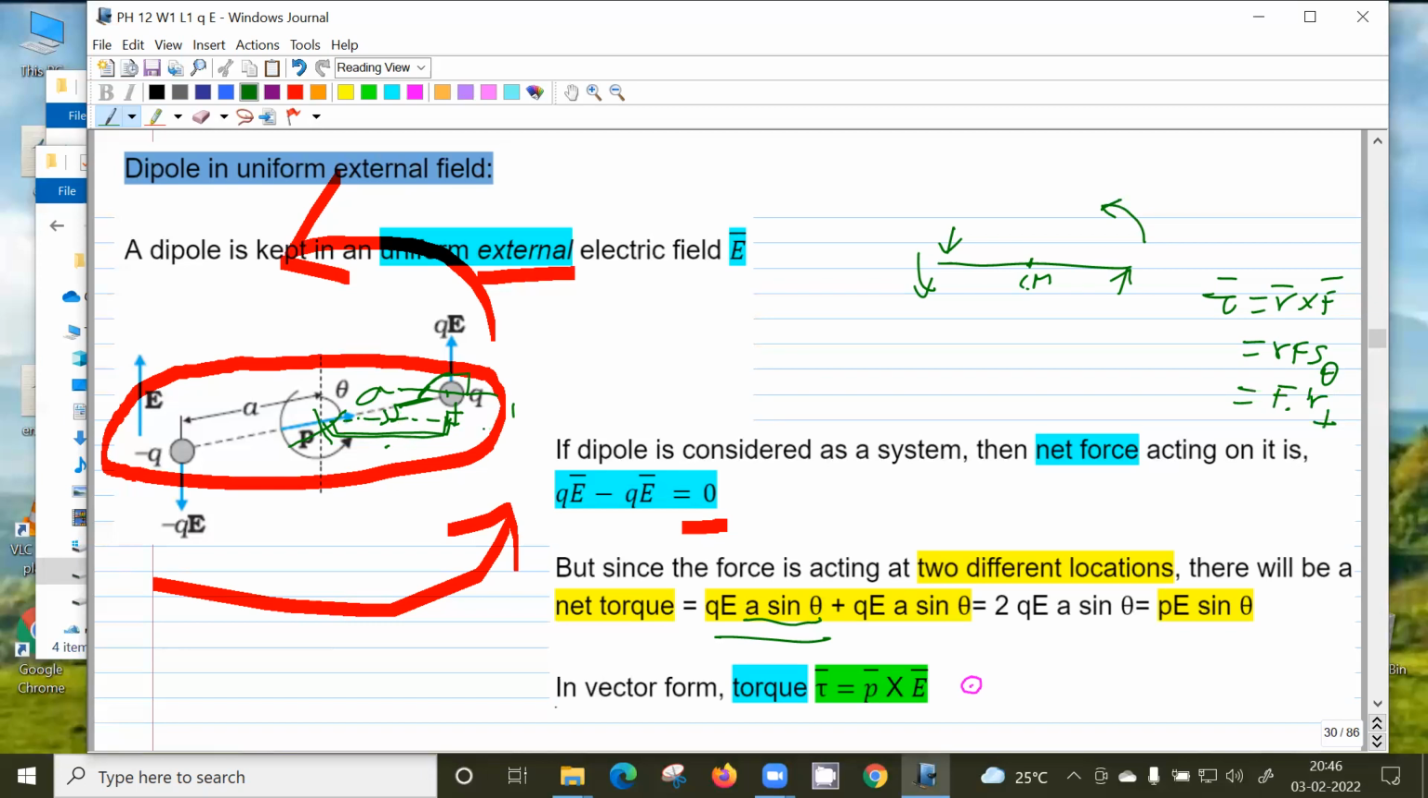This is the perpendicular distance. Similarly here, this force is this way, and this perpendicular distance is A sine theta. You can just take it by symmetry. This angle is 90 minus theta, so this perpendicular distance is A sine theta. So both the torques together become 2 times QE into A sine theta. And 2QA I can combine as P. So it becomes PE sine theta. So in vector form, I can write it as P cross E.